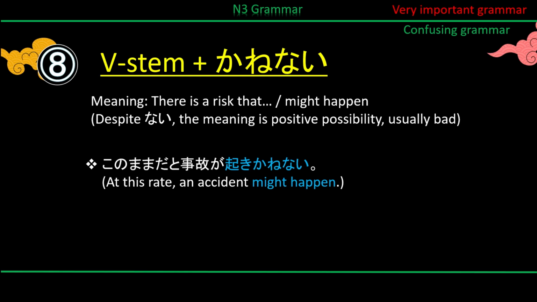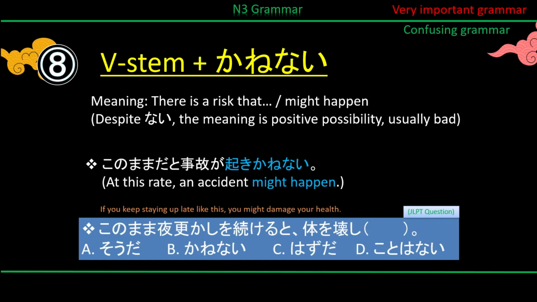So let's look at an example. Kono mama dato jiko ga okikane nai. So this means at this rate an accident might happen. So here the sentence clearly shows the possibility of occurrence, not denial. That's the key concept. Now let's move on to a JLPT style exam question.